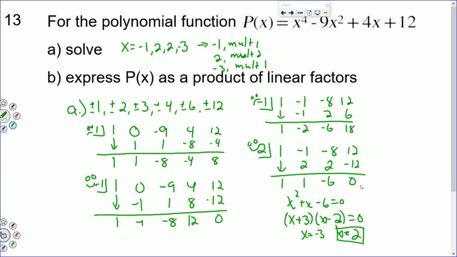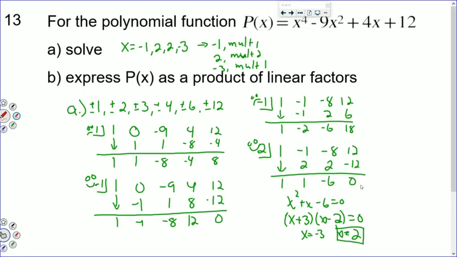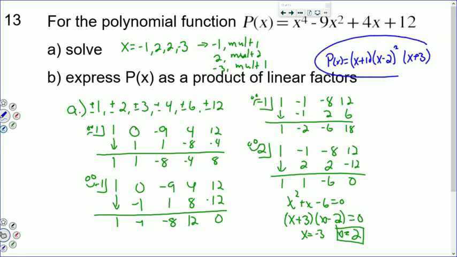So then for part B, we want to express p of x as a product of linear factors. Once we have those solutions, we can turn them into factors, and we can say that p of x is equal to x plus 1 times x minus 2, and since we have 2 of them, we square it, times x plus 3. And this is part B, p of x expressed as a product of linear factors. Okay, on to the next one.